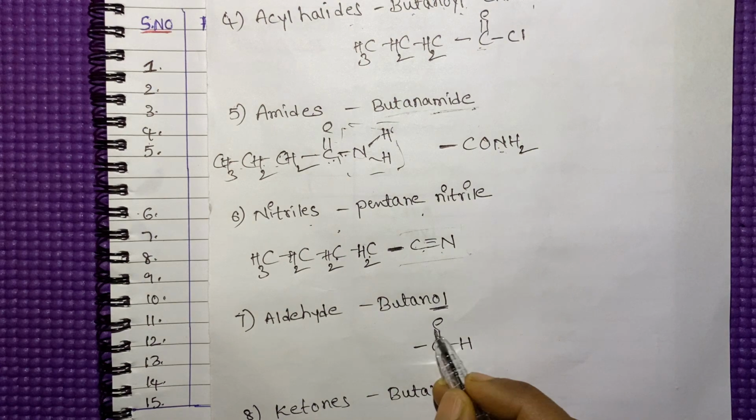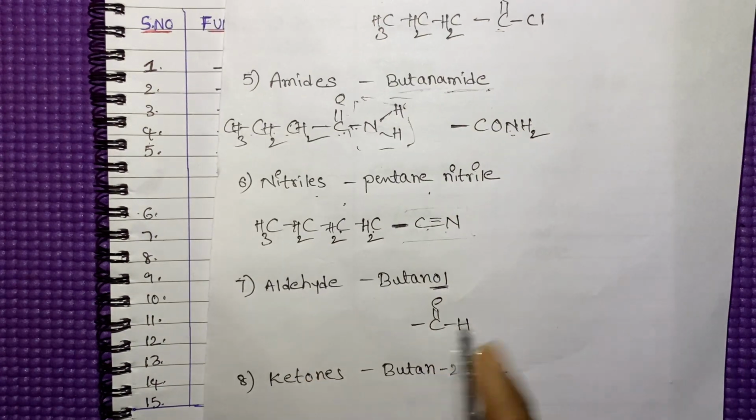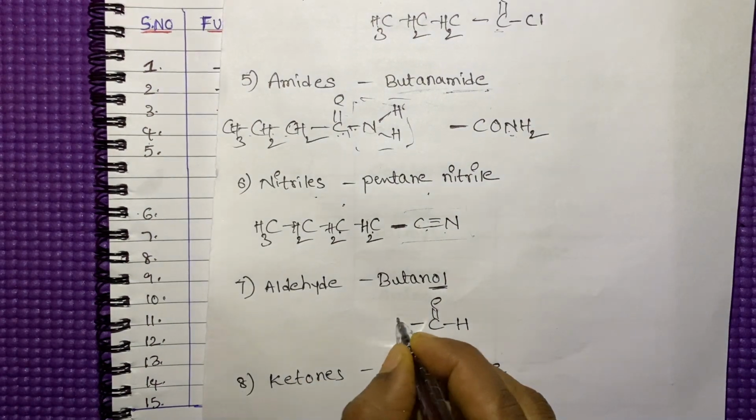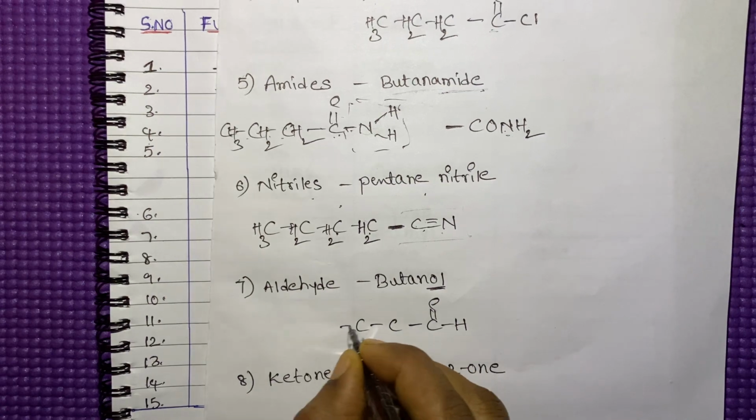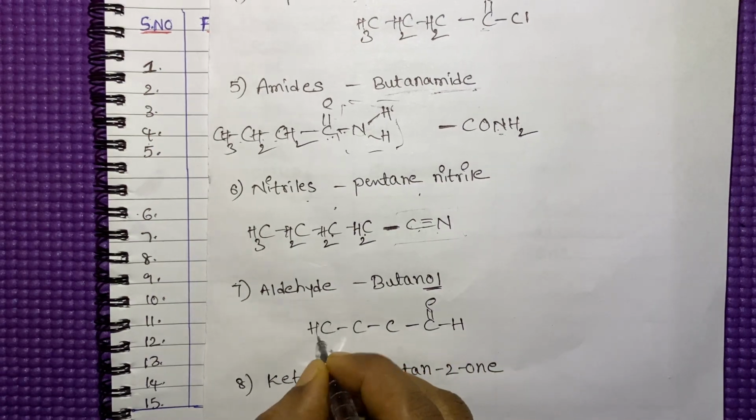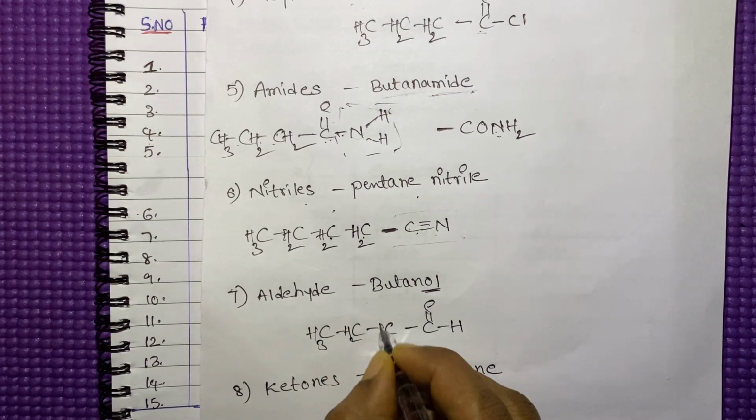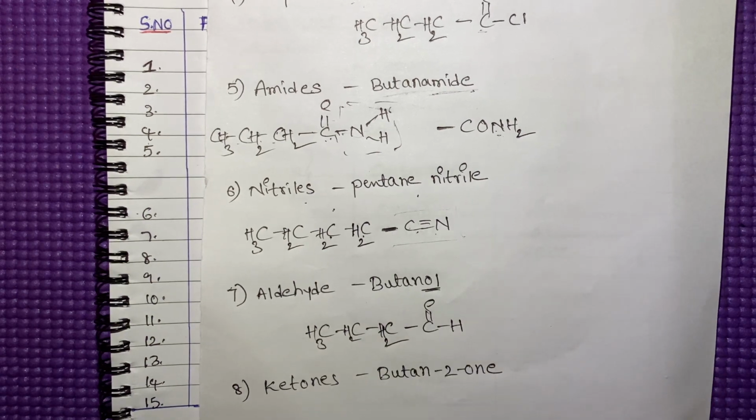This carbon is satisfied with the 4 bonds. But means it should contain 4 carbons. Already 1 carbon is there, then you give 3 carbons, CH3, CH2, CH2. This is the structure of the butanal aldehyde group.